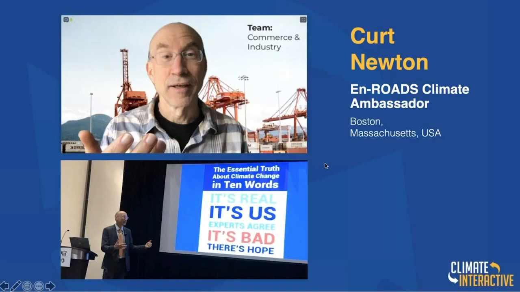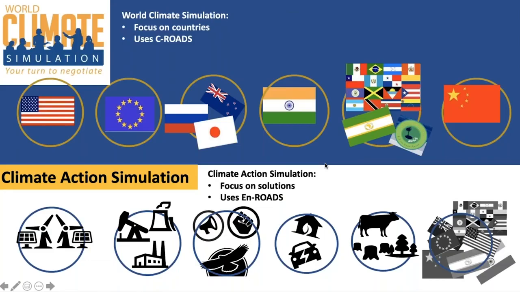And we will turn over now to questions. And I did see that there were a few questions about the difference between the world climate simulation game, which has come up a few times, and the climate action simulation. Here's a slide that showcases the different groups. Each circle here represents a different group. So in the world climate simulation, the focus is on country groups. You're using the C-ROAD simulator: China, the US, European Union, other developed countries, India. Those are the 6 different groups.